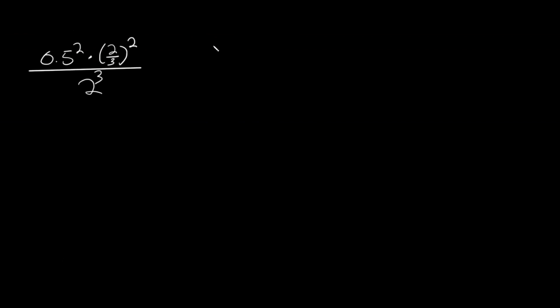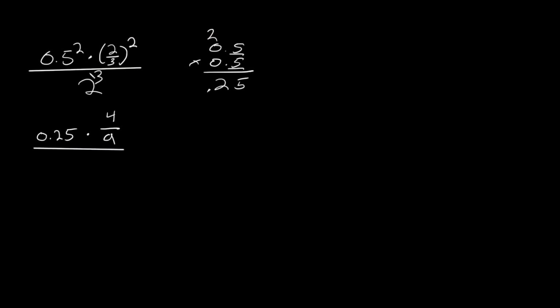So 0.5 squared would be 0.5 times 0.5. This will be 25, and then there are 2 numbers after the decimal place, so we move the decimal 2 places. So here we're going to have 0.25 times 2/3 squared. We can distribute the exponent to the numerator and denominator. So 2 squared is 4, and then 3 squared is 3 times 3, which is 9. And then we can divide all of this by 2 to the third power, which is 2 times 2 times 2. So 2 times 2 is 4. Then 4 times the other 2 will be 8.